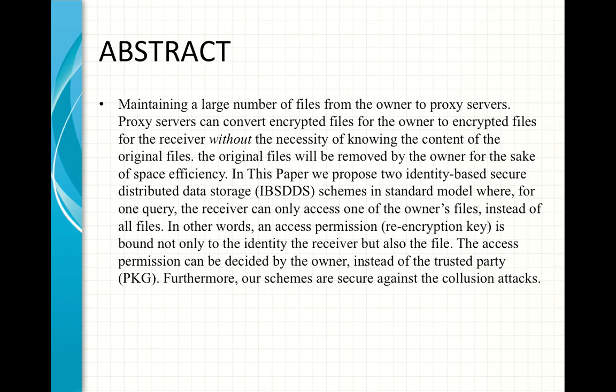In this paper, we propose two identity-based distributed data storage standard models, where in one query the receiver can only access one of the file owner's files instead of all files. In other words, an access permission, the re-encryption key, is bound not only to the identity of the receiver but also to the files. The access permission can be decided by the owner instead of the trusted party. Furthermore, our schemas are secure against collusion attacks.